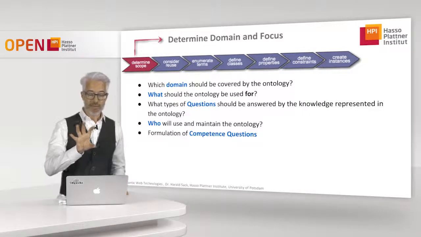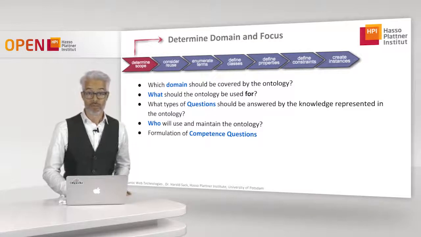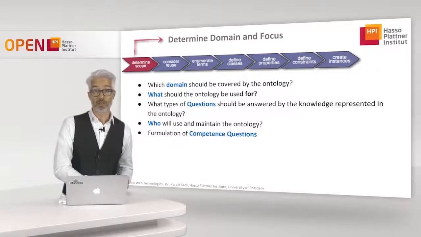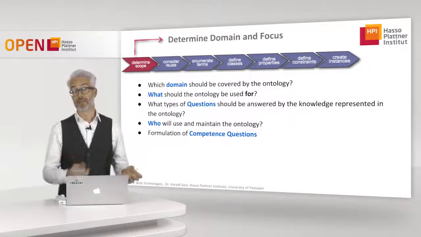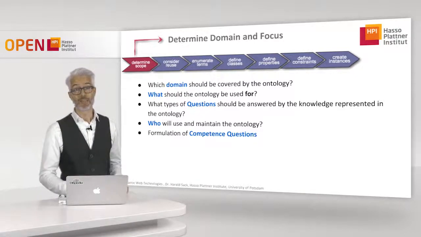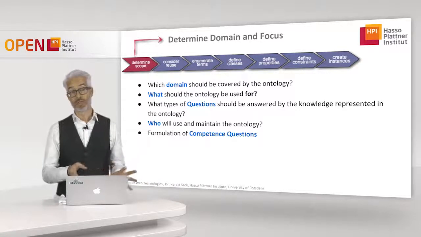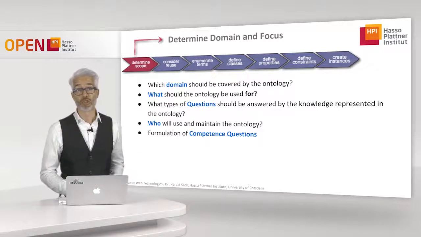Okay, let's start with the first point. We determine the domain and the focus. So first we have to answer the question: which domain should be covered by the ontology that we develop? For the wine ontology, it's clear wine should somehow be explained, and possibly also food should be explained. So what kind of dishes are there? And of course, there should be knowledge like what kind of wine fits to which kind of dish.